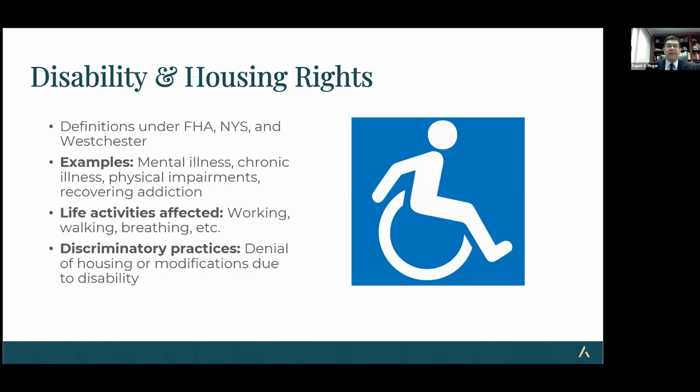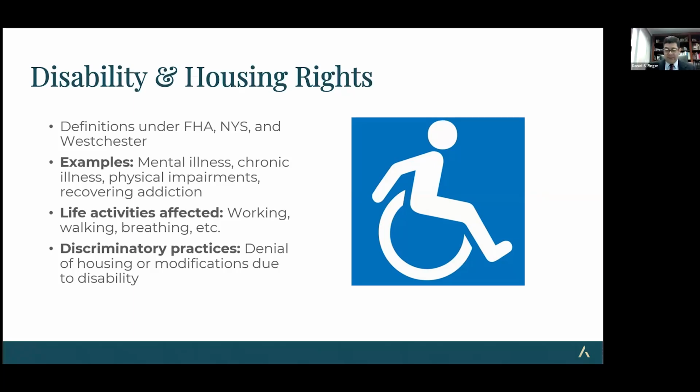And you can't deny the housing, or you can't discriminate against them because of the fact that they have a disability. So you can't deny an application based on that disability, wherever you are, New York City, anywhere in New York State. The state, the city, and the federal government all technically have different definitions, but they're largely the same. I don't really think I have to go through that. I mean, I can if you want.